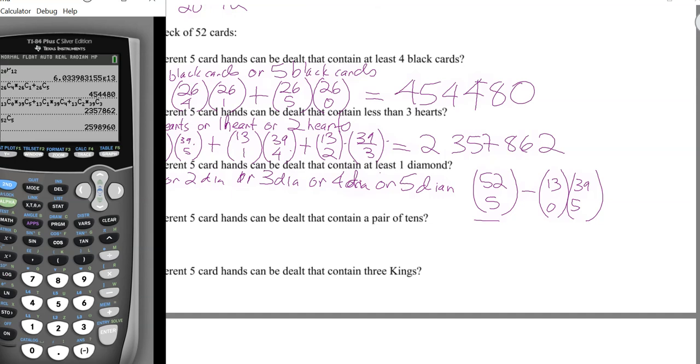So I've already done the 52 choose 5, so I'm just going to go minus, so it'll pull that number in, and we'll go 13 math choose 0, okay, and remember to kick up to get off that line, 39 math choose 5. And we get 2,023,203.